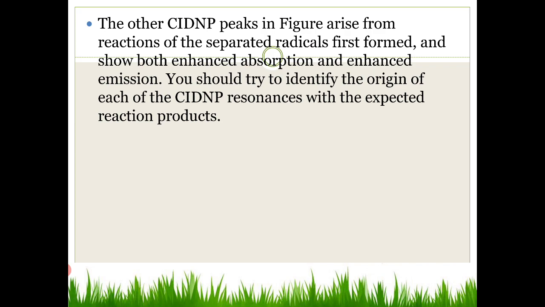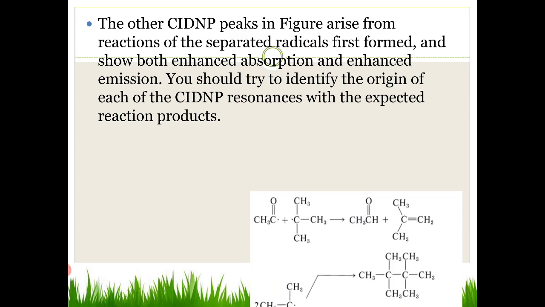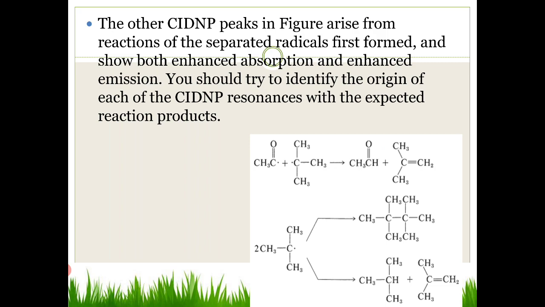You should try to identify the origin of each of the resonances with the expected reaction products. So if you look at the spectra which I have shown for the initial reactant and the final, once the irradiation happens and the free radicals are formed, there will be more peaks in the spectra. The B spectrum is due to the formation of these different products.